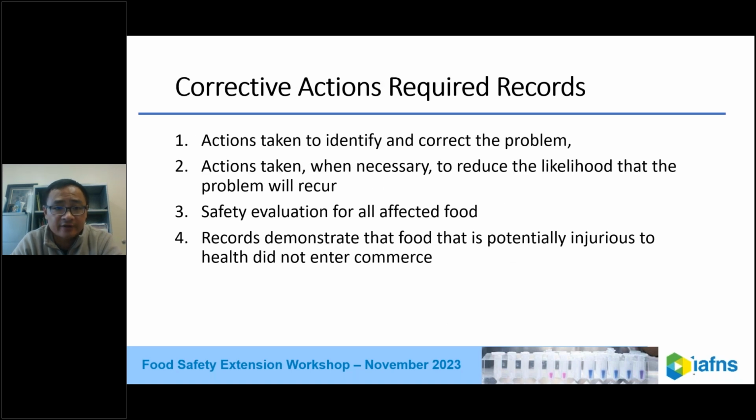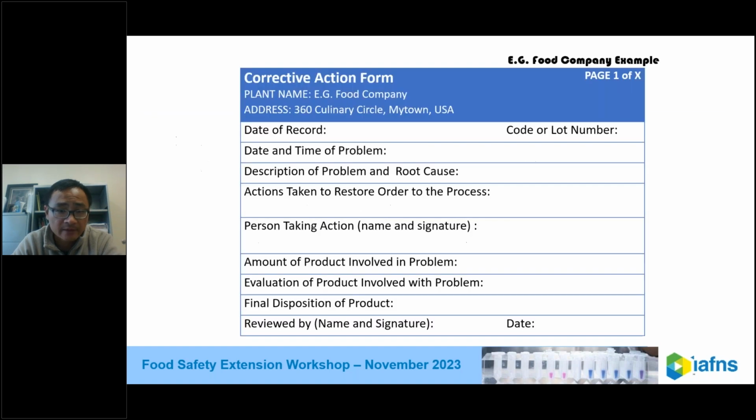Corrective actions require records. The actions taken to identify and correct the problem, when we took them, how we took them, all need to reduce the likelihood that it will happen again. We need to safely evaluate all the affected products. And the last thing, very important, record and document that those products are appropriately treated or not going to the commercial markets. So this is a corrective action form.